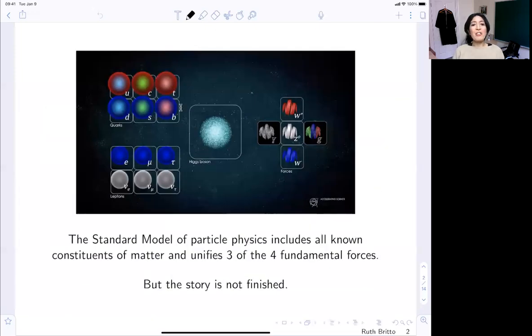Here are the particles that have been unified into the standard model of particle physics. They are the elementary components of matter and carriers of the fundamental forces. The only one that's not pictured here is the force carrier for gravity. The unification with gravity with the other forces is actually related to my story, but I won't be able to get into that in this short talk.